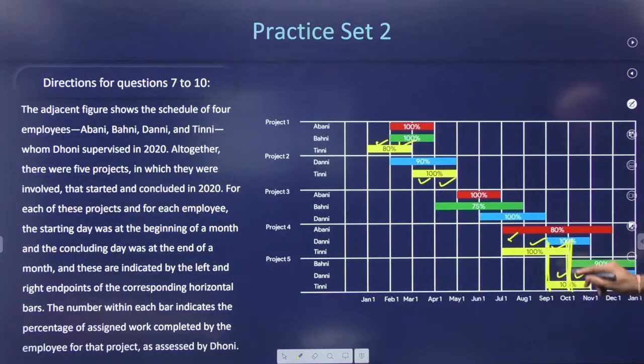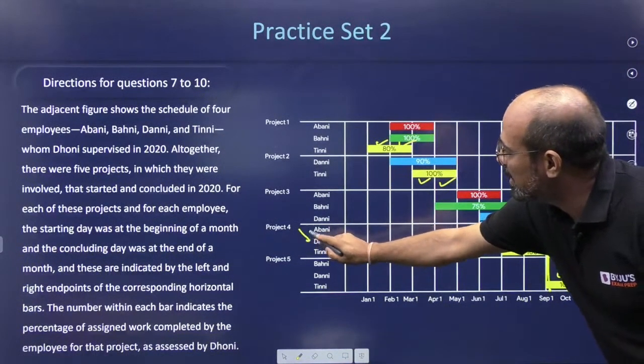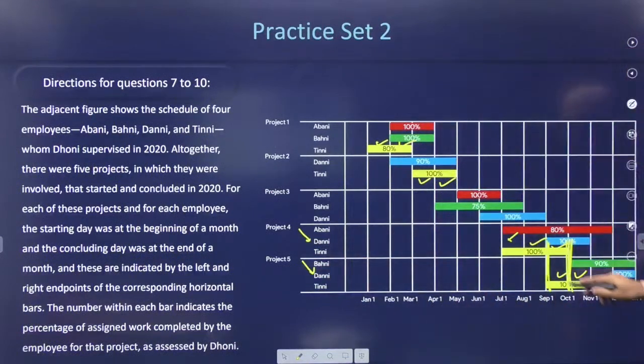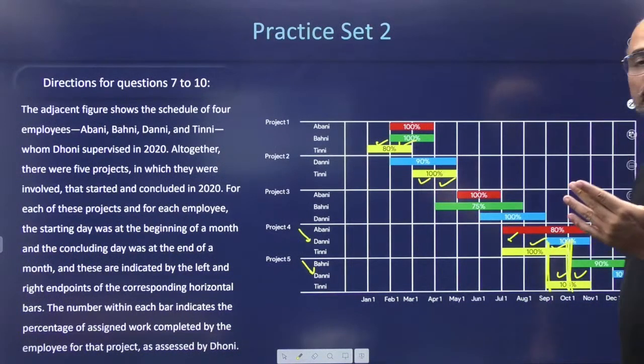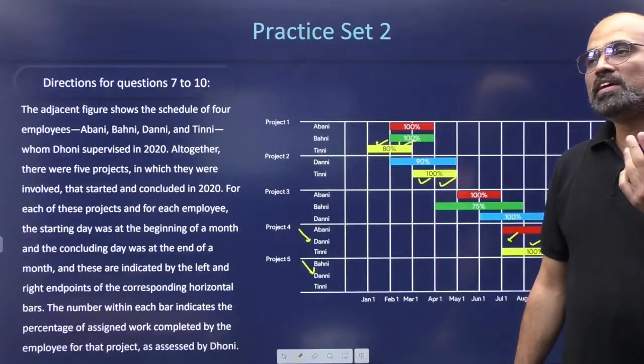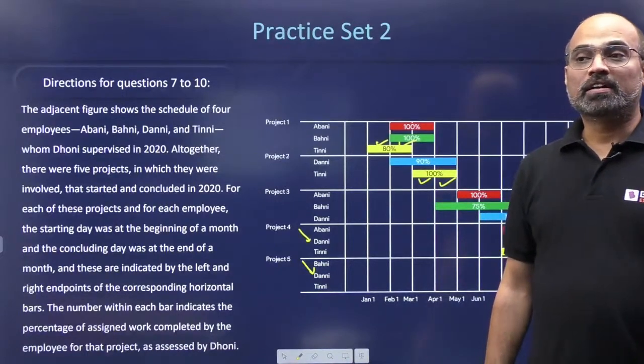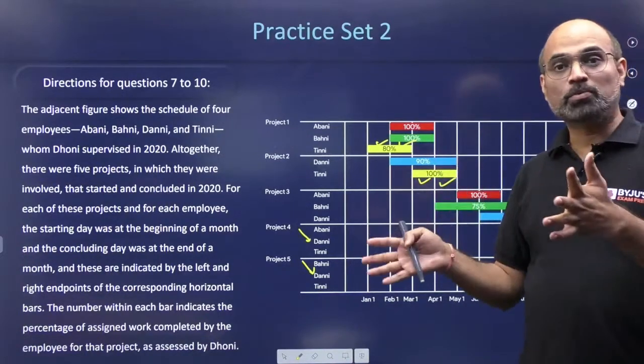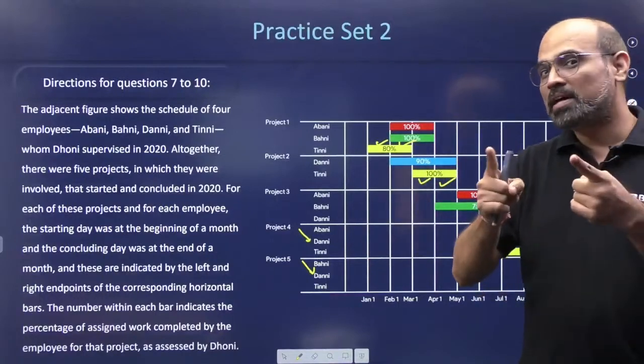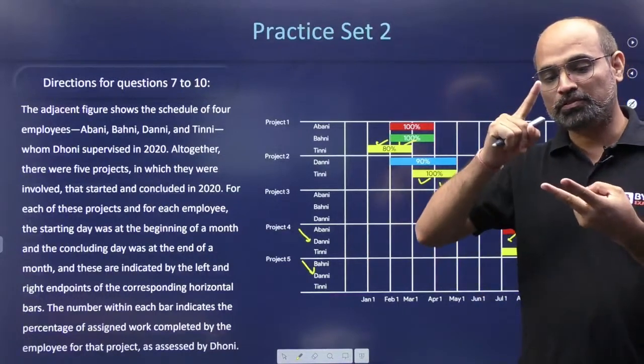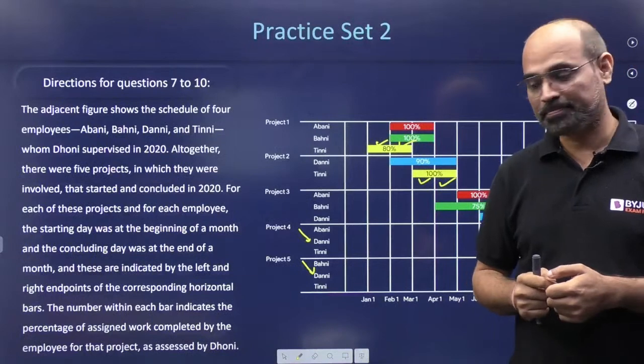For the month of September, Tinni worked on 2 projects simultaneously. One was project 4 and another one was project 5. So for project 4 and project 5, Tinni worked simultaneously for 1 month, right? So actually he or she, Tinni, don't know the gender, completed the work which was a 9-month work in 8 months, because for 1 month she was working on 2 projects simultaneously.